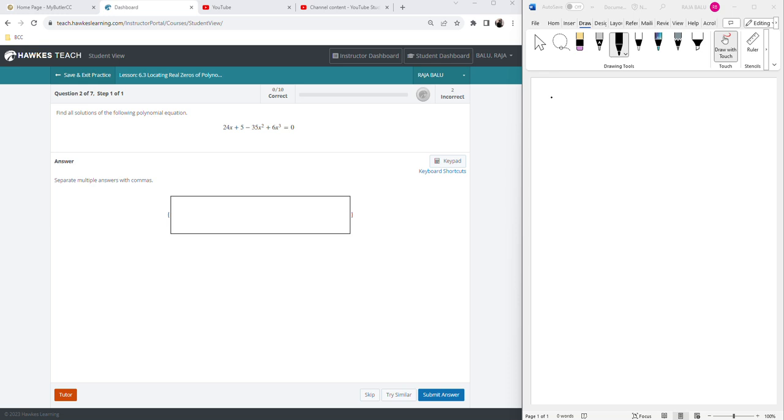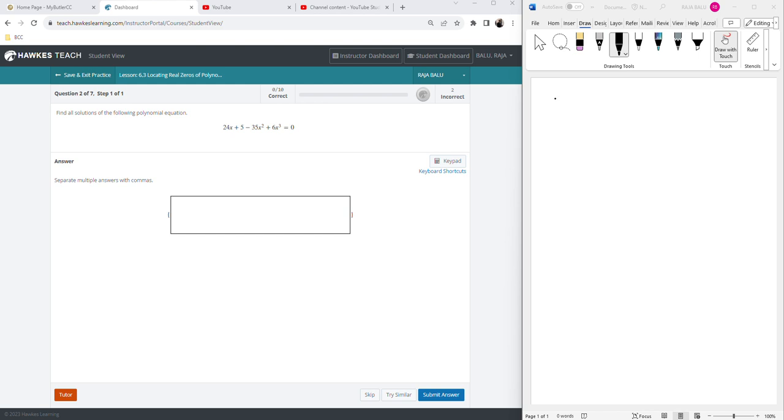So in this example, we have to solve this polynomial equation and find out what the roots are. We generally rely on the rational zero theorem and synthetic division to find the actual zeros. Sometimes we can get lucky and use factoring by grouping.